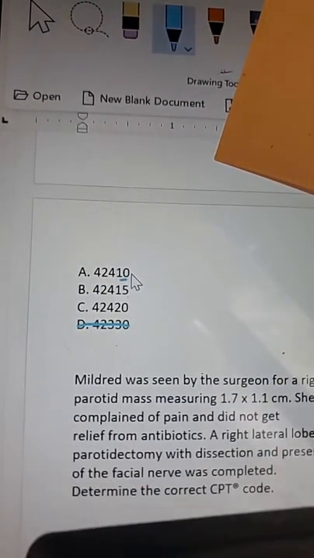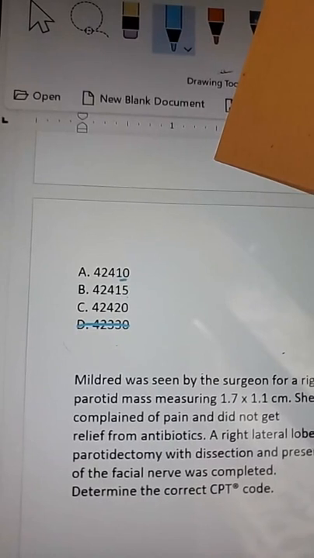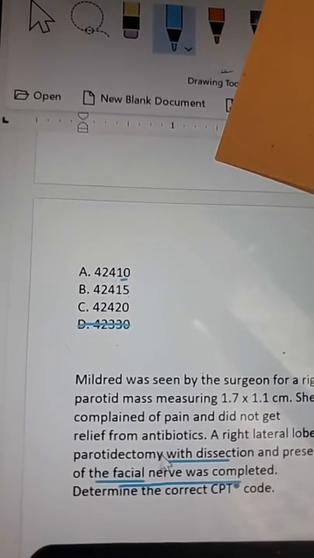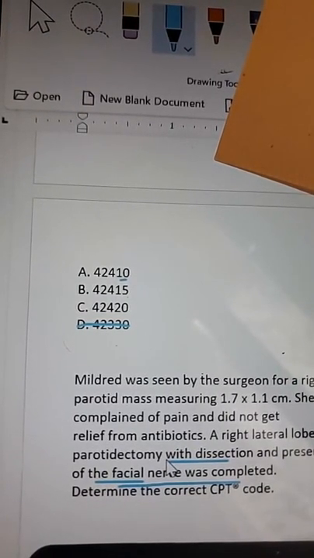So let's go check out our questions, see what we've got going on. We'll look at the bottom up. Preservation of the facial nerve was completed, so they didn't remove that, right? There was only a right lobe dissection, but they preserved the facial nerve. So they didn't mess with it. So our 10 is an excision of just the lobe with no nerve dissection.